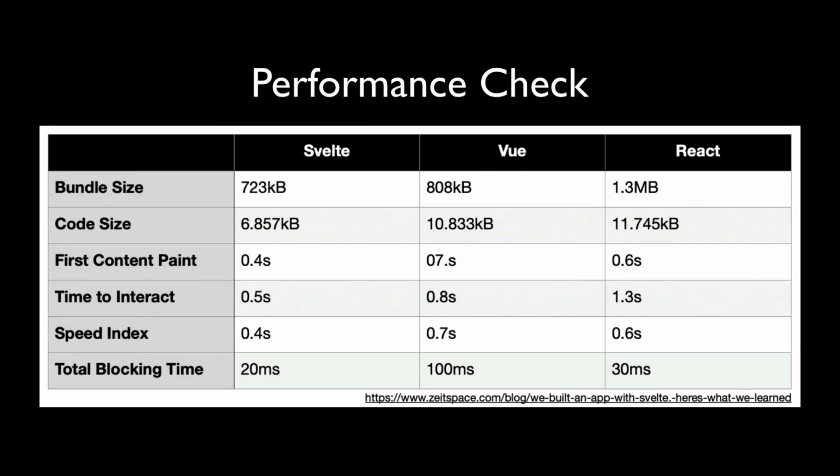Here, we see that the app using Svelte ships the lowest amount of code, having a total bundle size of only 723 kilobytes, compared to 808 for Vue and 1,300 for React. On top of shipping less code to the client, it also executes faster. We see that Svelte performs slightly better than the other frameworks in all areas.